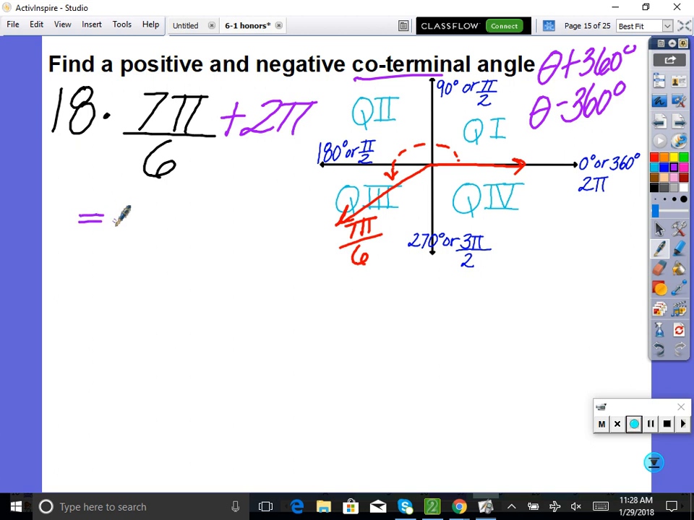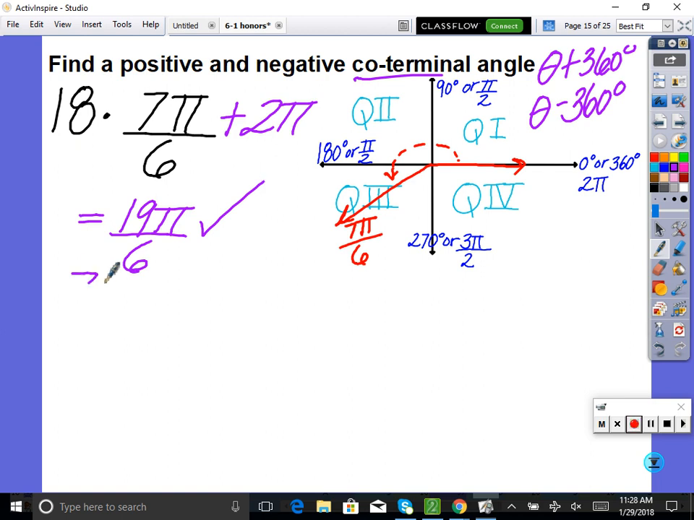So take your calculator. Because they started in terms of pi, they want you to leave it in terms of pi. So take your calculator and just do 7/6 plus 2, math, enter, enter. Do not type in the pi part. What's a positive coterminal angle? Perfect. So 19 pi over 6 would be landing in the same spot.